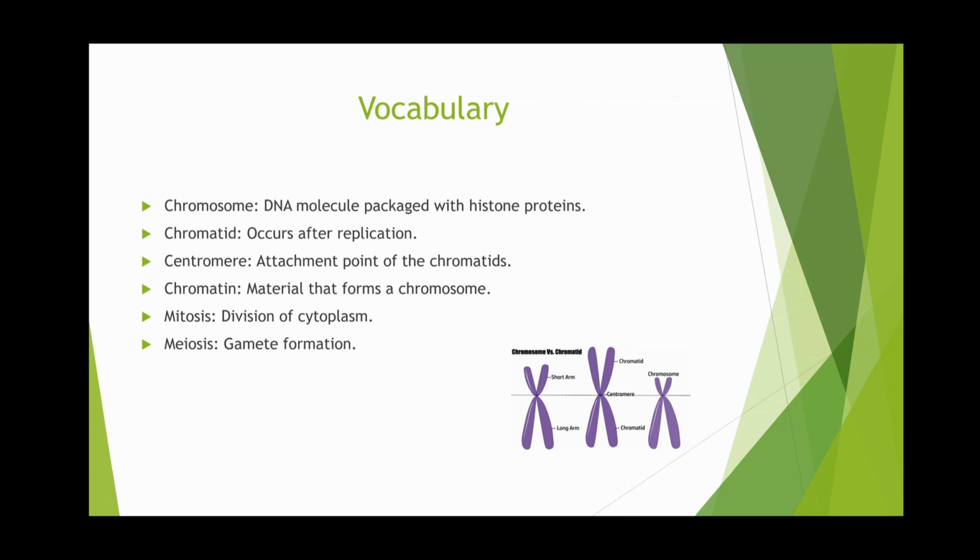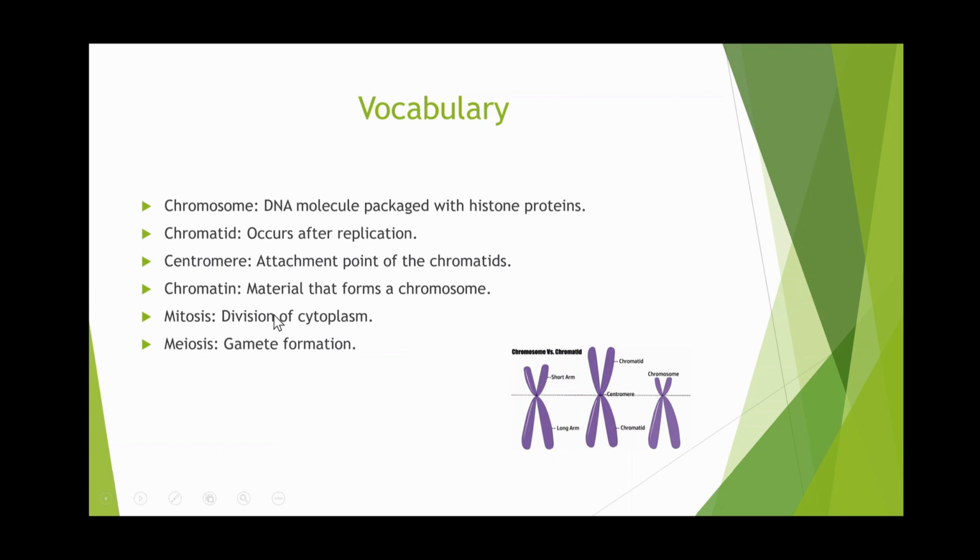Then we have the centromere. The centromere is not an organelle. It is simply the attachment point of the chromatids. As you can see, this little bend, sort of like a waist-like bend in these chromosomes, is the centromere. Then we have chromatin. Chromatin is simply the material that forms a chromosome, so DNA and histone proteins combined. We like to call that chromatin to refer to the material itself.